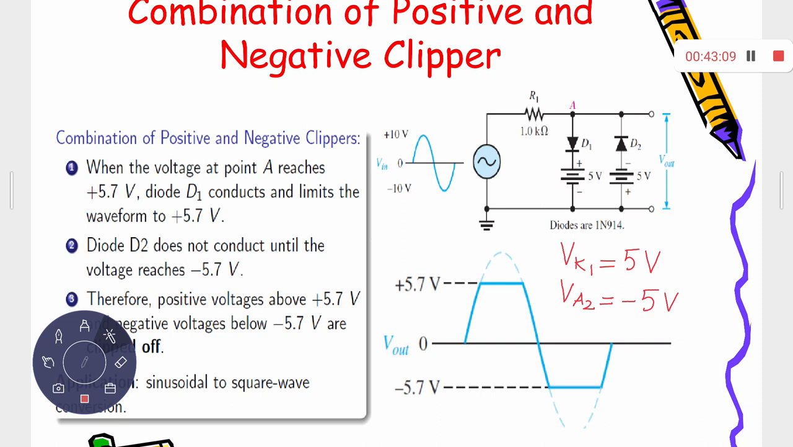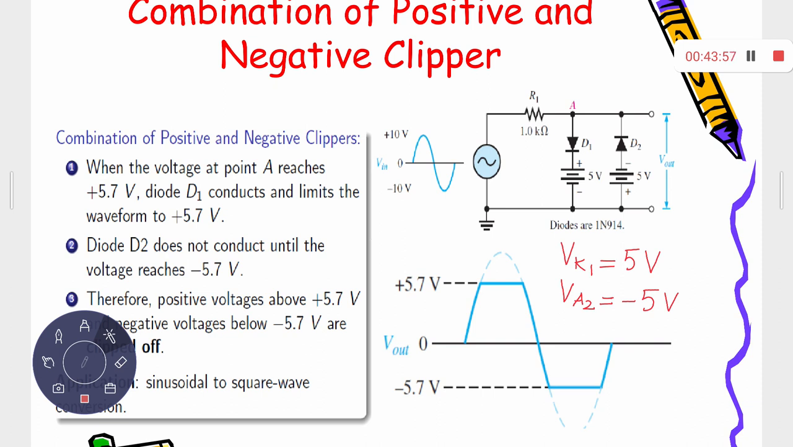What is the status of diode D2? Anode is held at negative 5, so however positive the input may be, diode D2 is also off. So both of them are off. Since both of them are off, you don't have any current flow, so there is no drop across this resistance. If you connect your voltmeter at point A, this potential is exactly equal to this potential. So the output will follow the input.